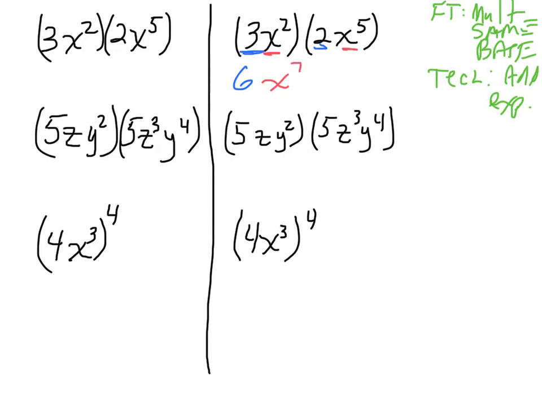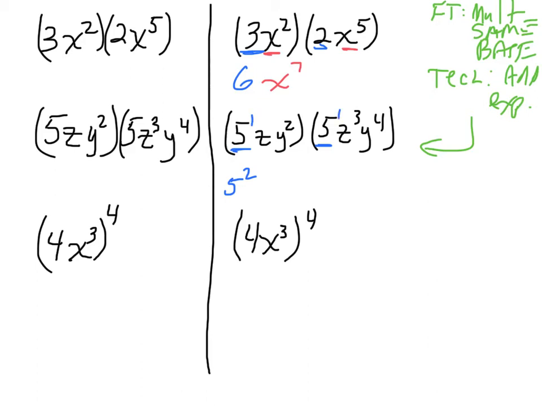So 6 times x to the 7th. Okay, same file type and technique for this one. And so I have a base here and a base here. Since those bases are the same, it's okay for me to write 5 to the 2nd because I have an exponent of 1 and an exponent of 1.